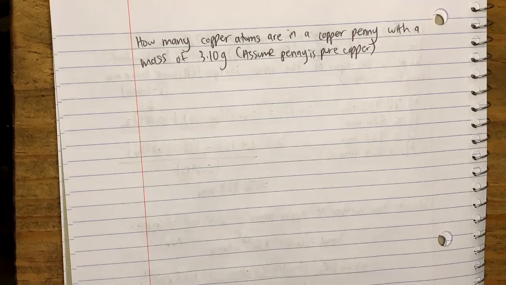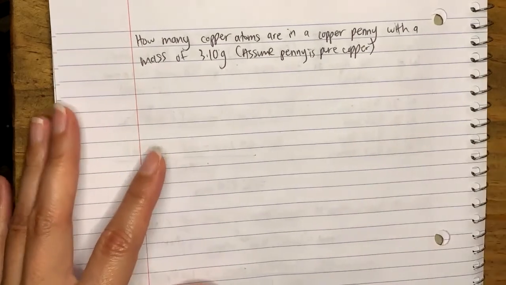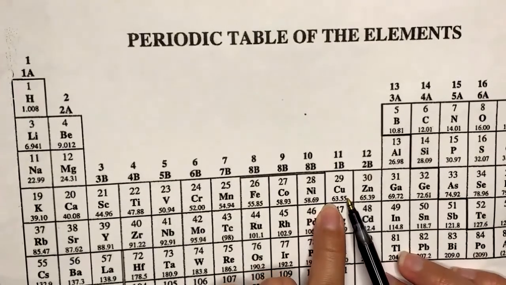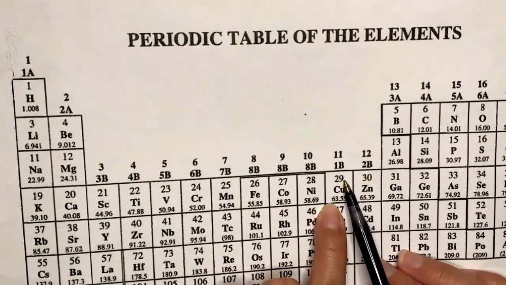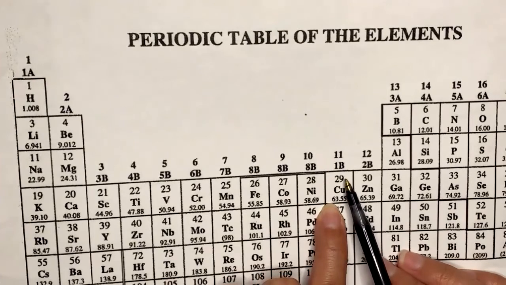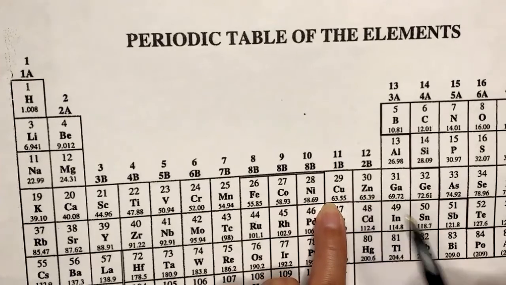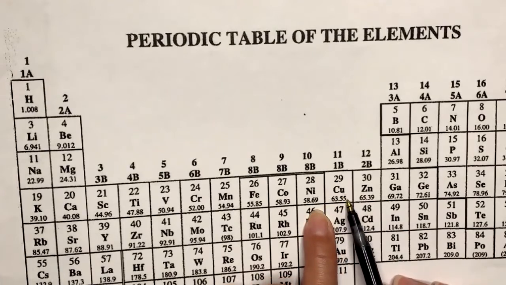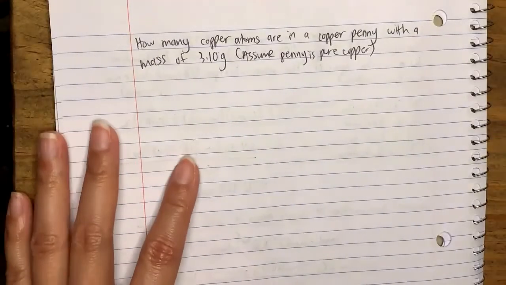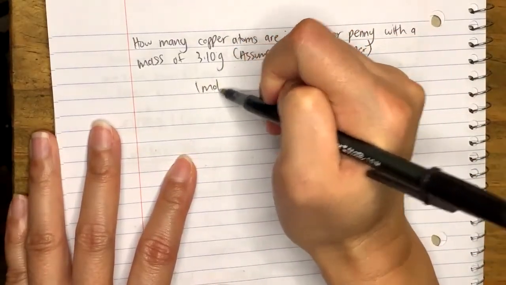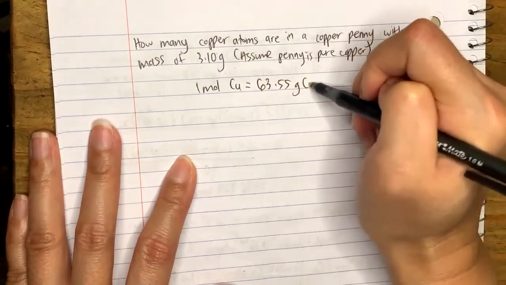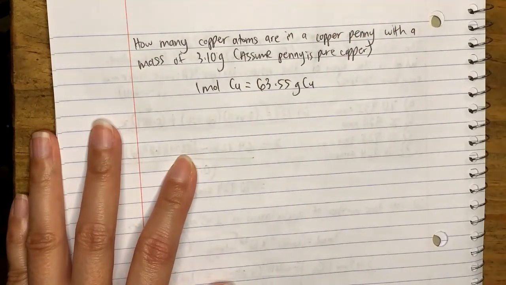All right, so we're going to go ahead and do this problem. Based on this, copper is Cu. Cu has 29 protons, and the mass number depends on how many neutrons, but this is the average mass. So it's 63.55 grams per 1 mole of copper. I'm going to write it out: 1 mole of copper is 63.55 grams of copper.